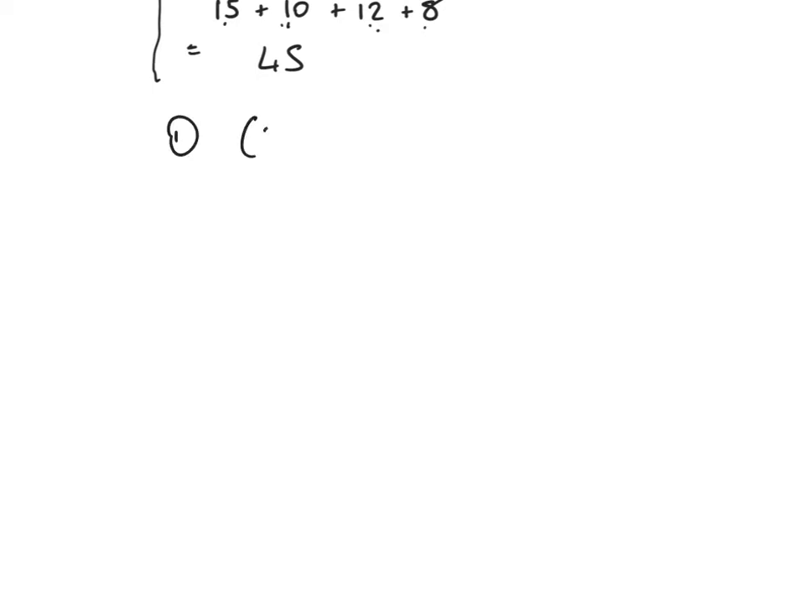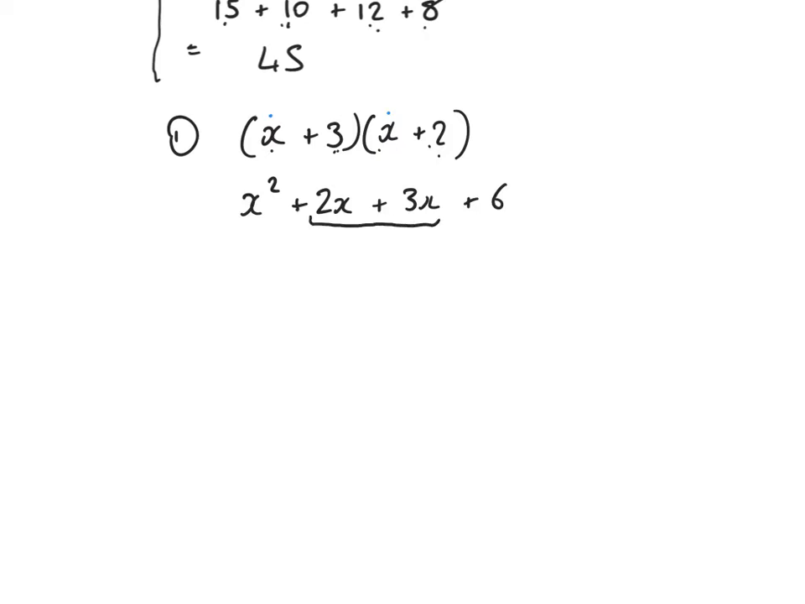So let's go for x plus 3 bracket x plus 2. The firsts are x and x, multiply them together and we get x squared. The outsides, the ones that are furthest away, x times 2, that's 2x. The insides are 3 and x, 3 times x is 3x, and then finally the lasts, 3 times 2, and that's 6.